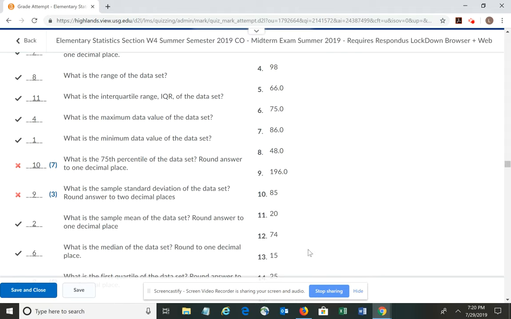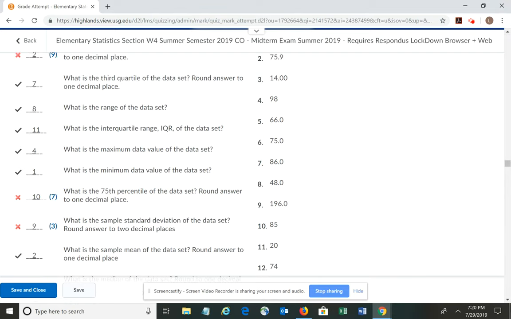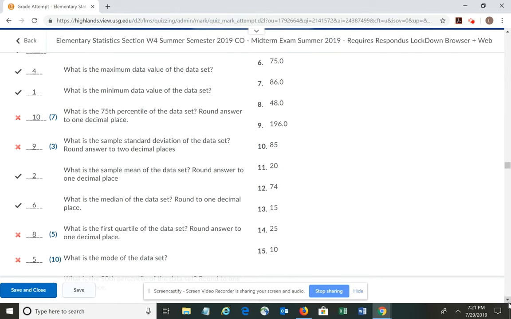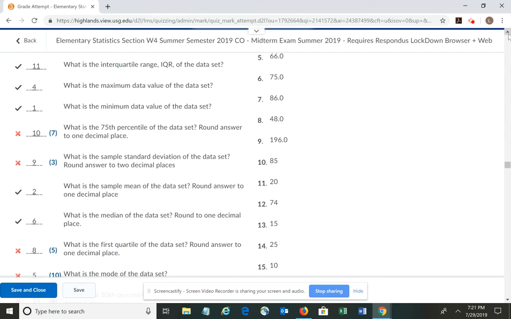Okay, sample mean was 75.86. Okay, so they put number 2. Let's see. Yep, when you round it to one place. Median would have been 75. They got that one right. First quartile would have been 66. They used number 8, which is 48. Okay, so that one's wrong.